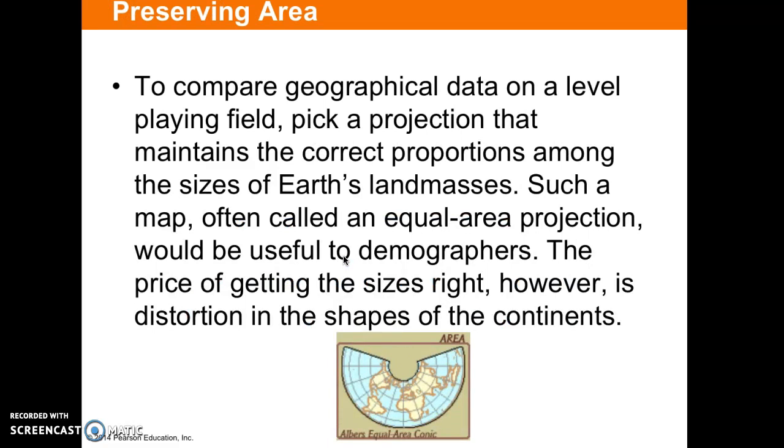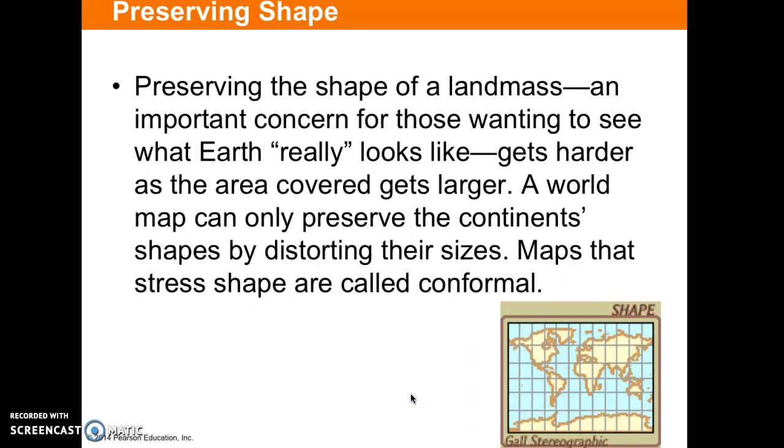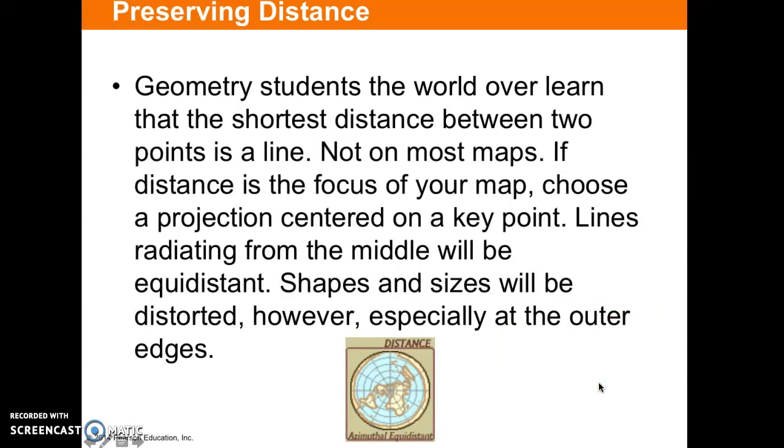This here is an equal area conic projection. This means that you are seeing the world and everything is the right size. It's useful to demographers, but it distorts the shapes of the continents, so it's not always the most useful. Again, here we are back to ones that preserve shape. These are called conformal projections, and we'll work with those in class. And then ones that preserve distance. And we'll go over these different types of projections in class, so don't worry about them too much right now.